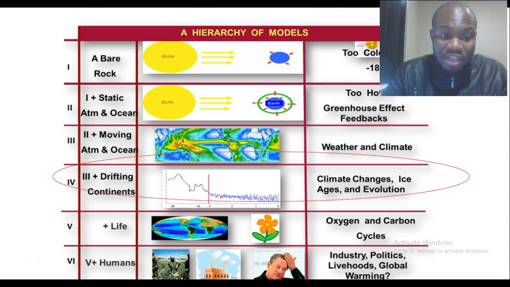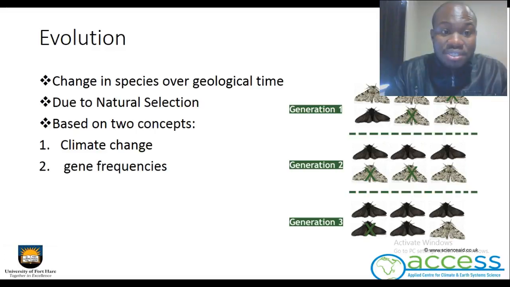In the access hierarchy of models, our presentation falls under climate changes, ice ages, and evolution. What then is evolution? Evolution is a change in species over a geological period of time. As we talk about a geological period of time, we are not talking about changes which occur over months. We are not talking about changes which occur over days or hours, but we are talking about changes which occur over millions and millions of years. So these are changes which occur over a long period of time.